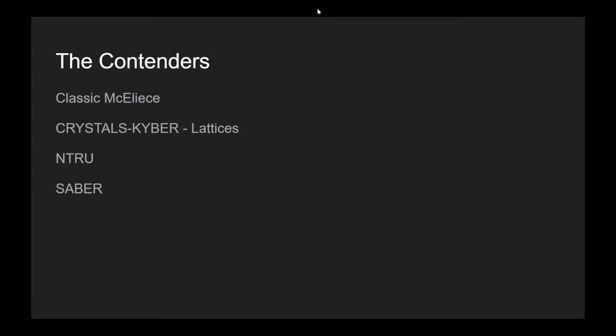So right now we have 4 contenders for the next big standard. So we have the classic, McEliece. That one, weirdly enough, didn't have a website. I don't know why. I think it was just a paper. Or no, it had a website, I think it did, and then you could also read the paper. There's also one called Crystals-Kyber.